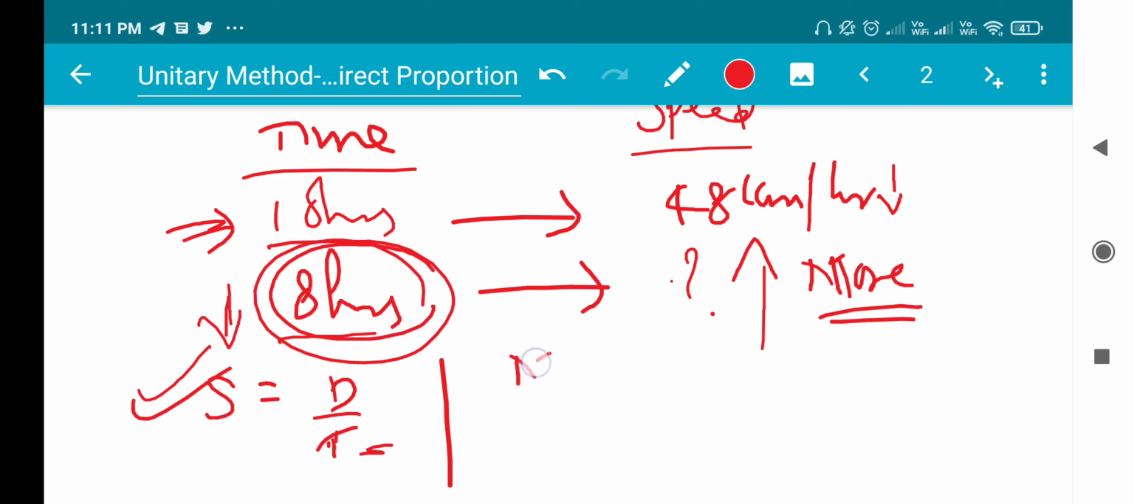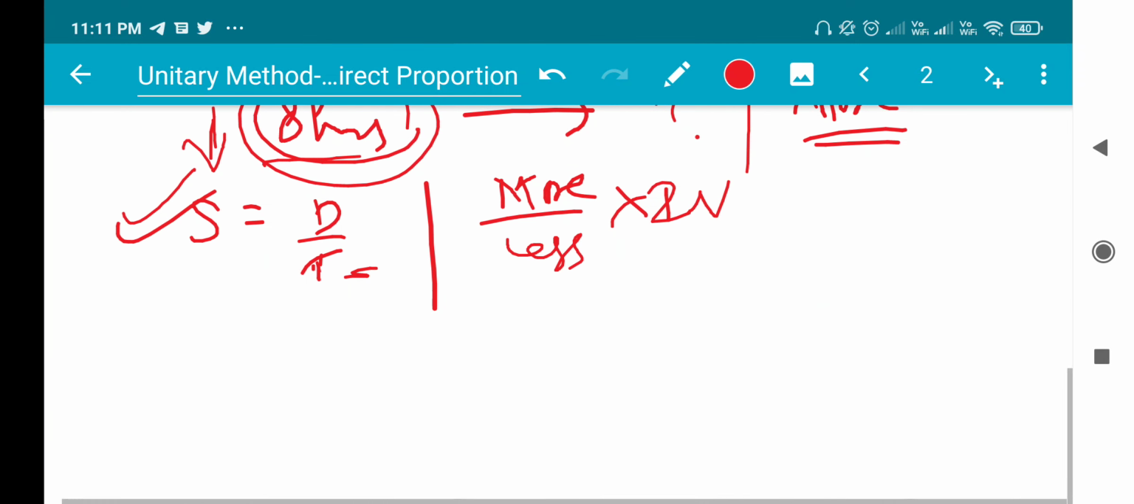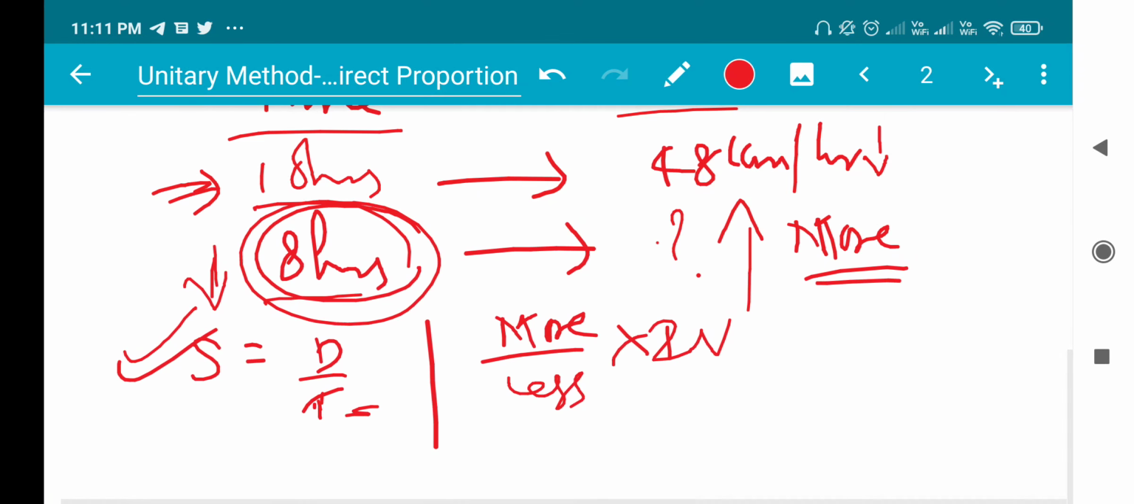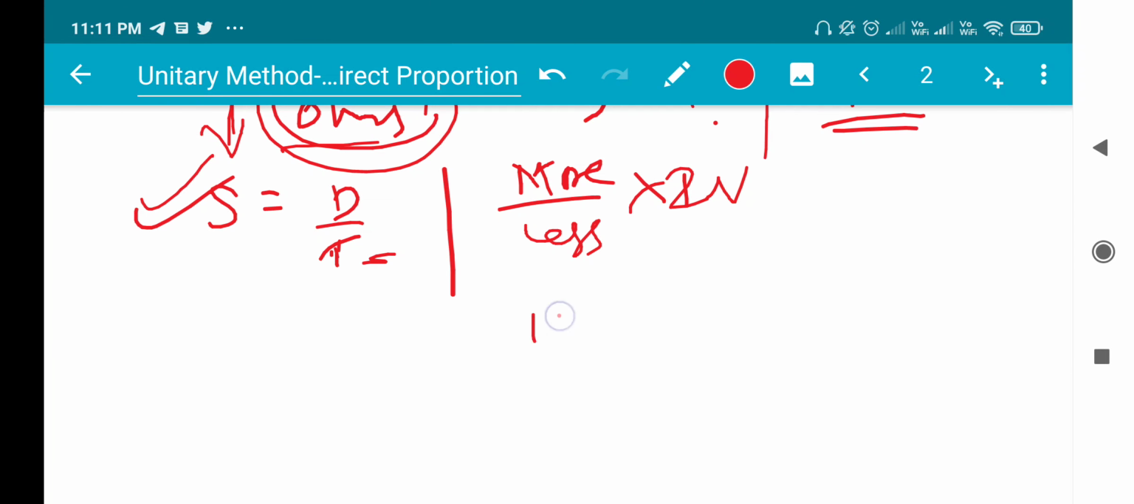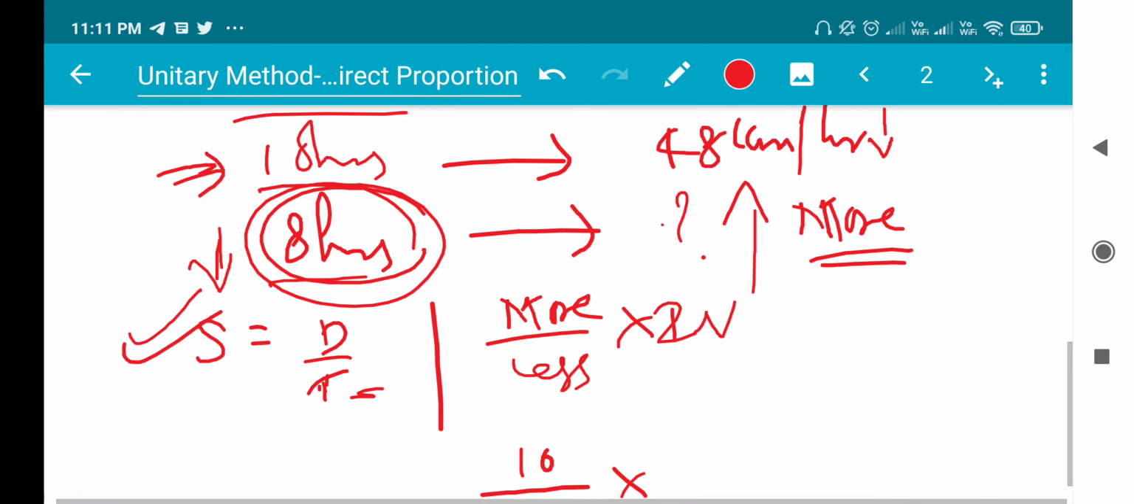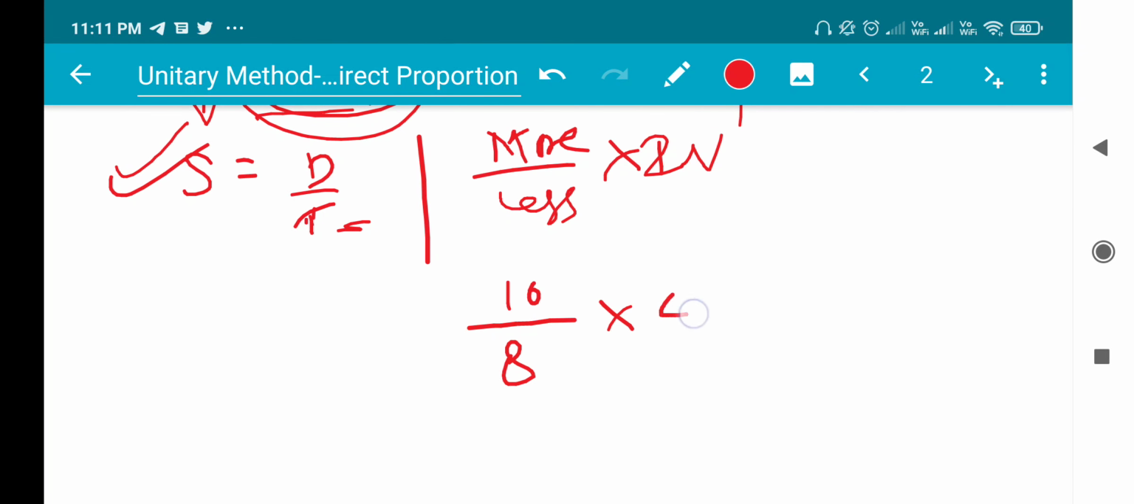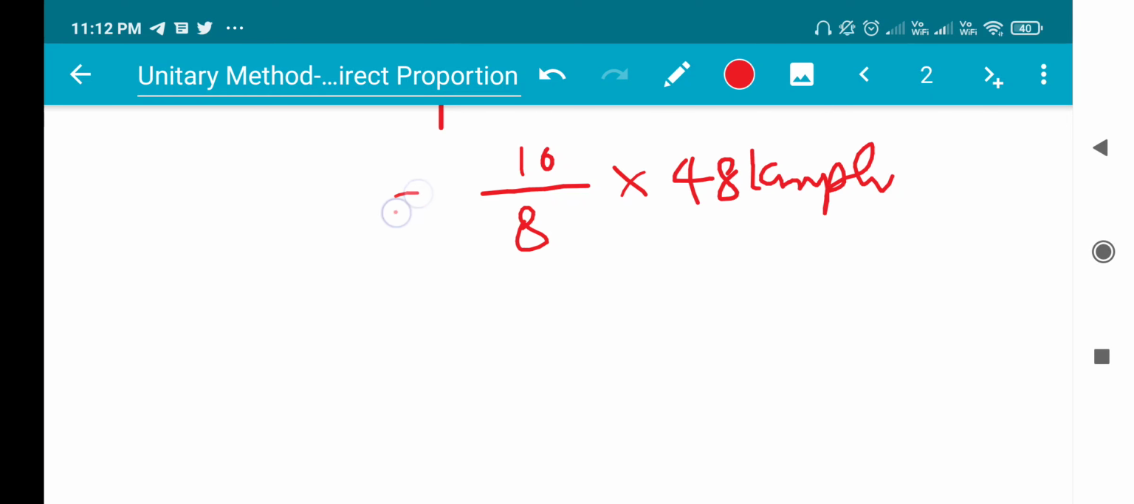What is the formula? More upon less into individual value. What is more here? In this case, more time is 10 hours, 10 upon less, which means 8 hours, into the individual value 48 kmph. Understood? This is our required answer.